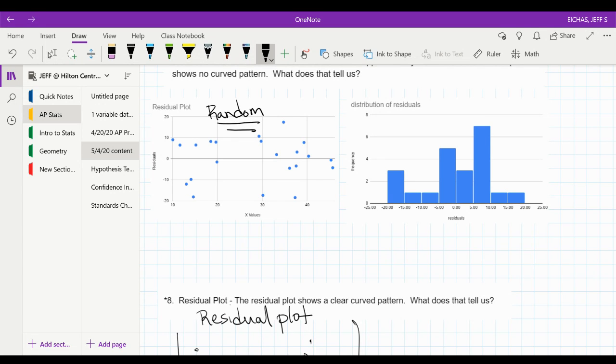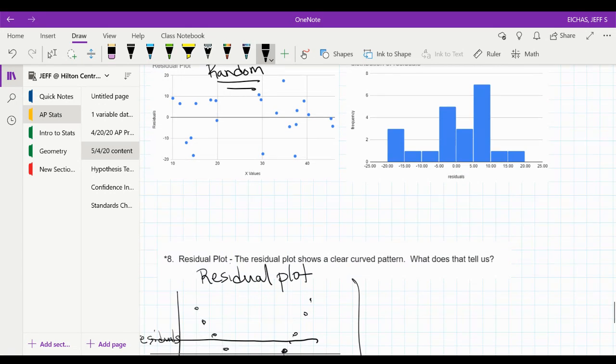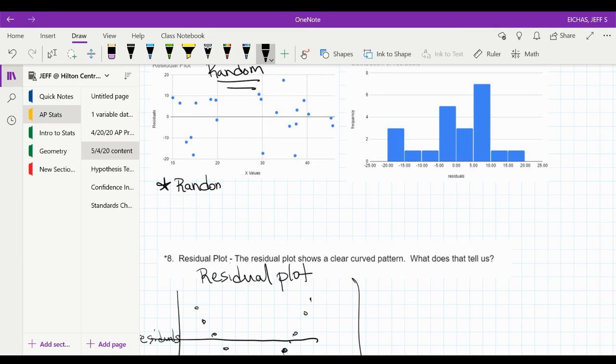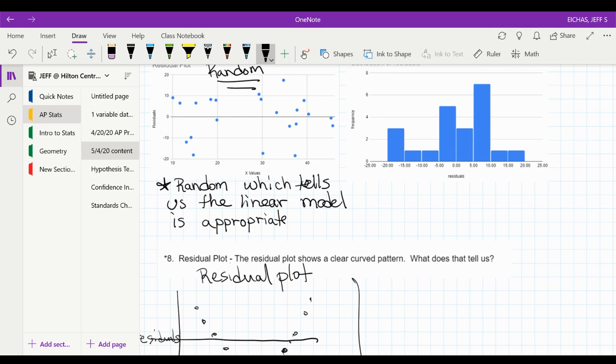Now, when the residual plot is random, you'll say that it looks like it's random, which tells us the linear model is appropriate. That's all you have to say. There really isn't any more than that.